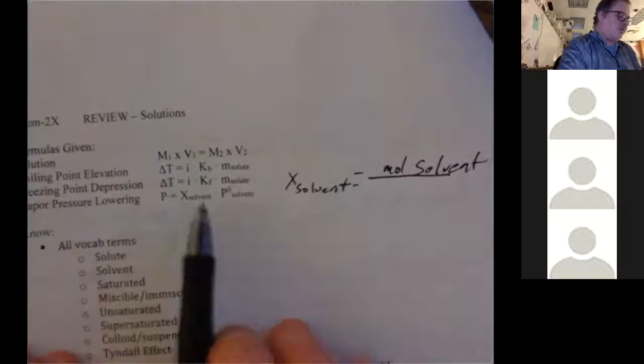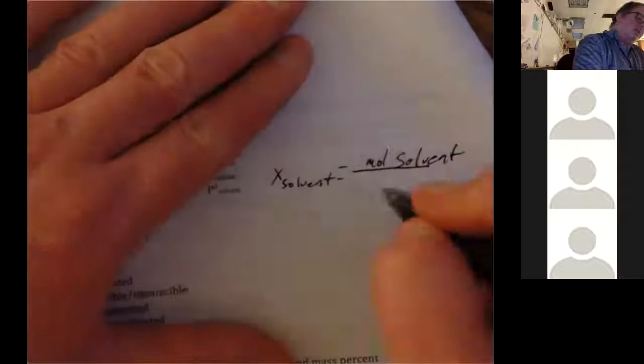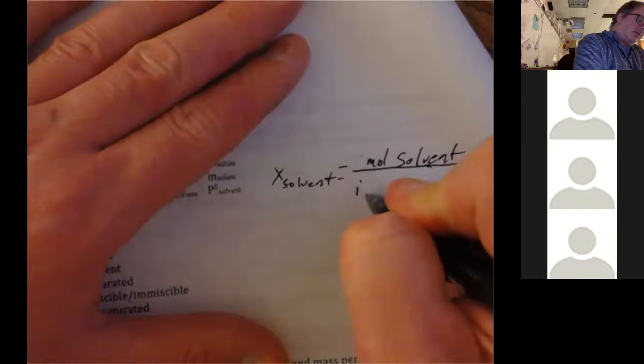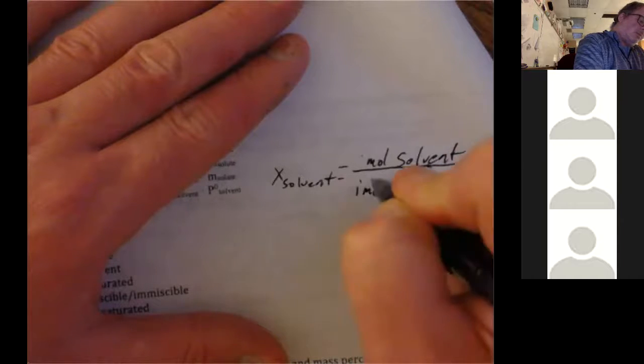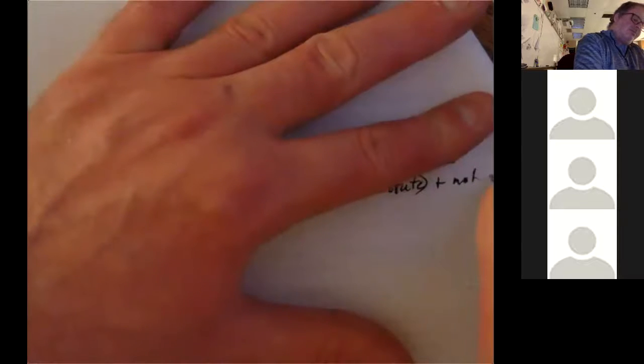So in the vapor pressure formula, you have the mole fraction of the solvent. The mole fraction of the solvent does include the i constant, the van 't Hoff factor. You're going to take the i and multiply that by moles of the solute. I can't spell. And then add that back to moles of the solvent from above.